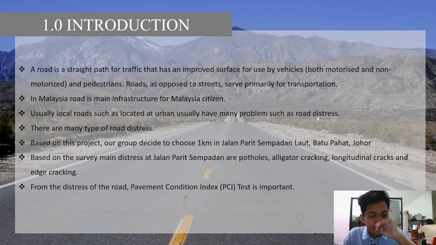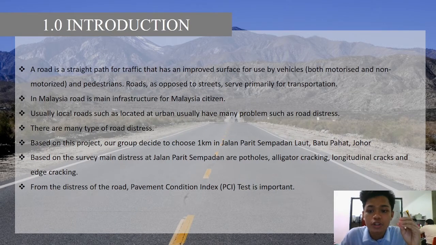DF210078. So, in this project, my team researched road distress in Parit Sepadan Laut. Based on the introduction, a road is a straight path for traffic that has an improved surface for use by vehicles. Roads, as opposed to streets, serve primarily for transportation. In Malaysia, we also know road is a main infrastructure for Malaysian citizens because land transportation is the major use.